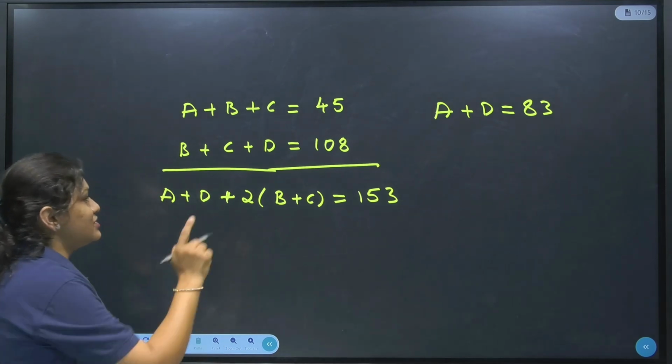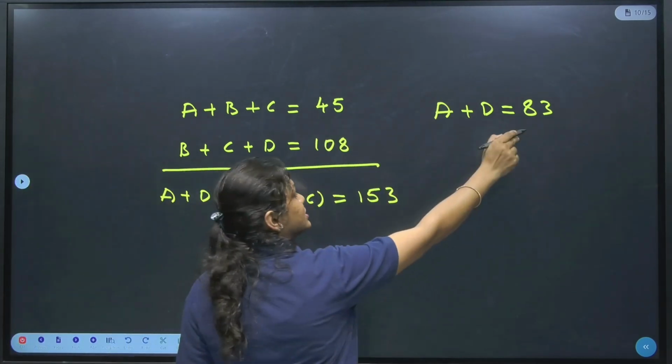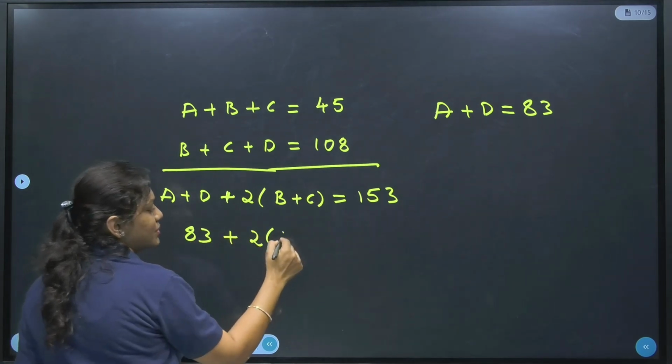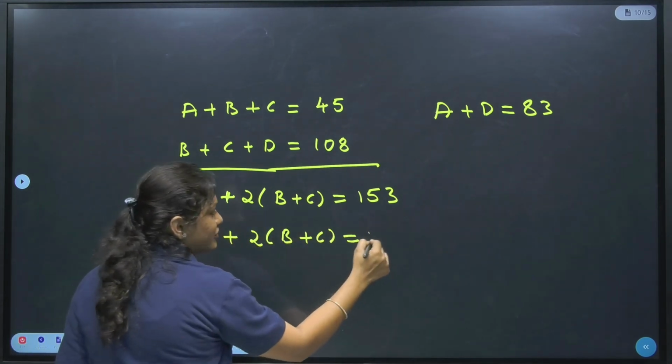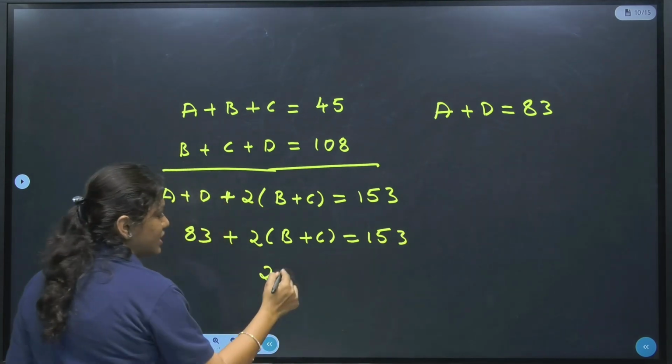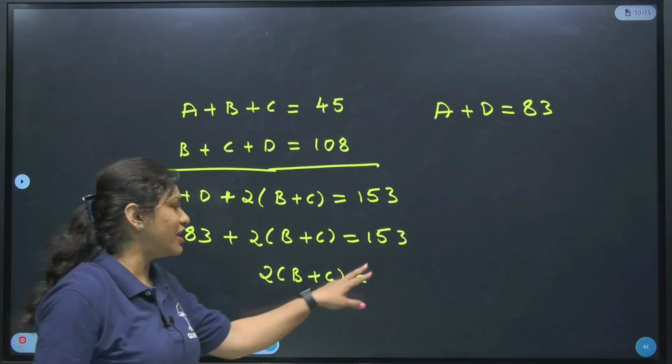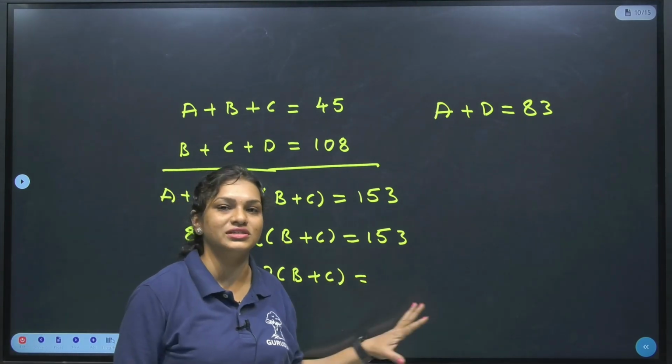Yes. As we know, A plus D's sum of ages is given as 83. Just substitute here. It is 2 times of B plus C, which equals 153. So 2 times of B plus C, shift this 83 to that side. It is 153 minus 83. It is how much? It is 70.